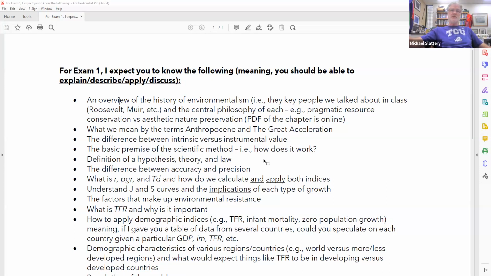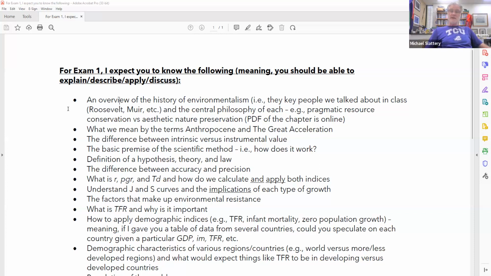So as we go through this, as I mentioned on Thursday, you need to understand the main players and their environmental philosophies. So Roosevelt versus Muir, for example. Please make sure you understand the difference between the Anthropocene and the Great Acceleration. The difference between intrinsic and instrumental value, we talked about that.